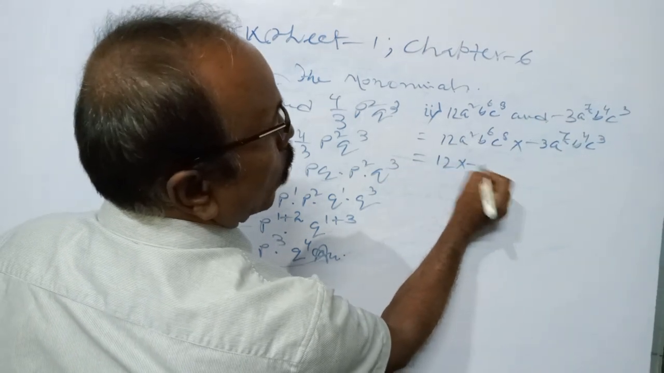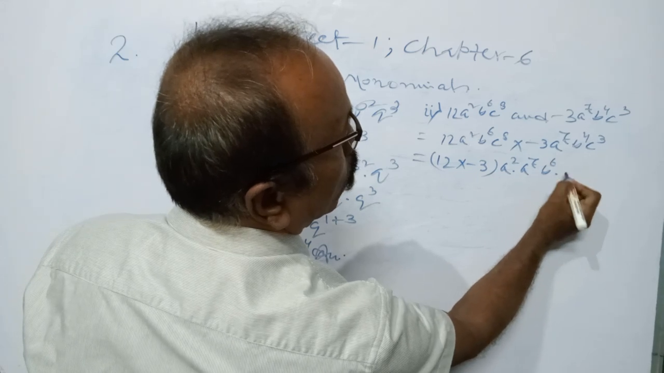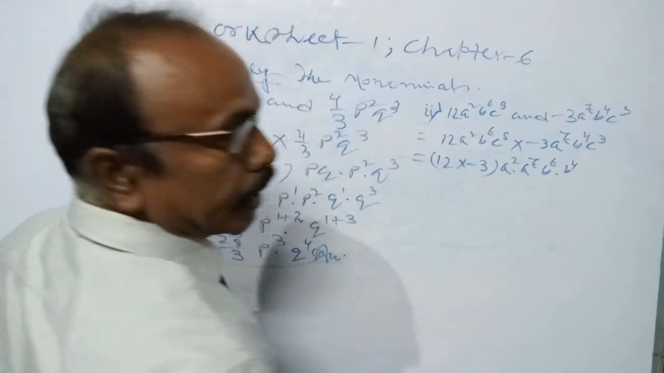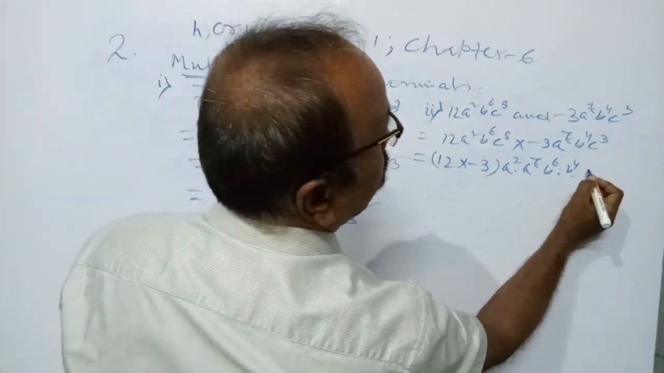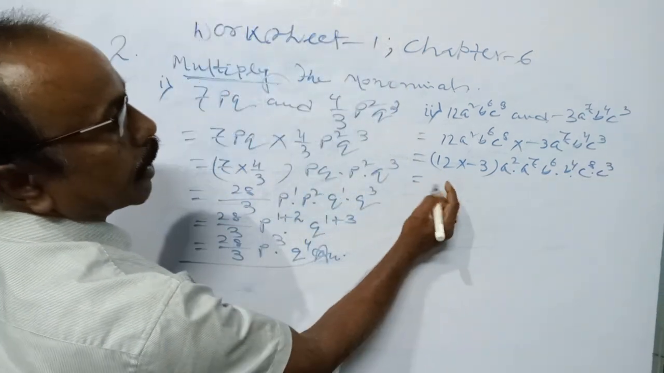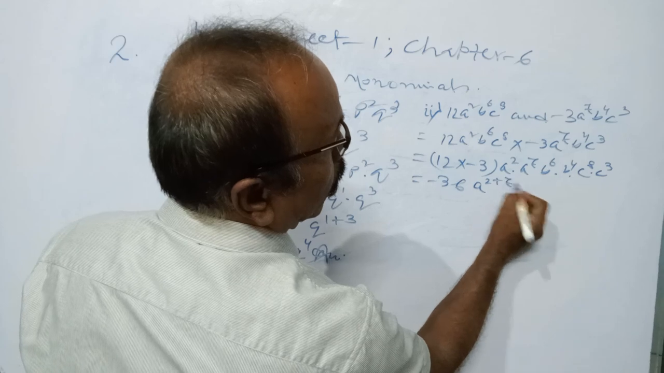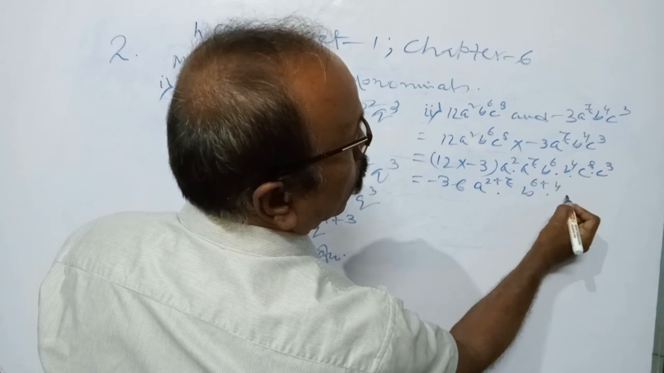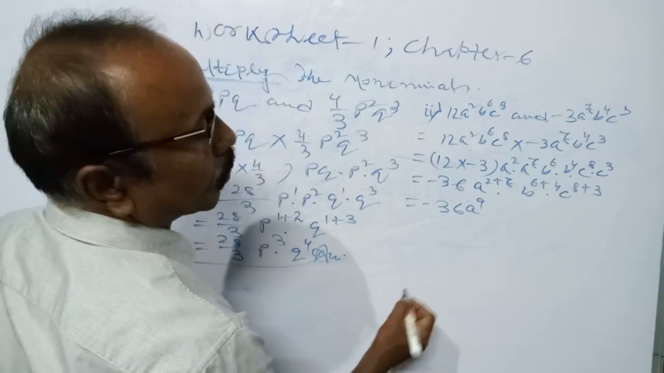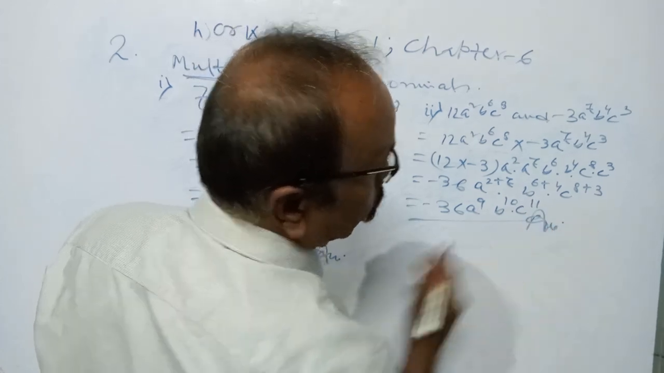Next, 12 into minus 3, a to the power 2 into a to the power 7, b to the power 6 into b to the power 4. As they are the same algebraic term, we write them side by side, and c to the power 8 into c to the power 3. You see 12 times 3 is 36, plus into minus means minus, a to the power 2 plus 7, b to the power 6 plus 4, c to the power 8 plus 3, is equal to minus 36 a to the power 9 b to the power 10 c to the power 11. This will be the required answer.